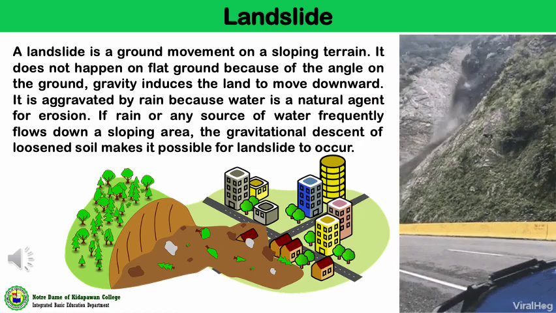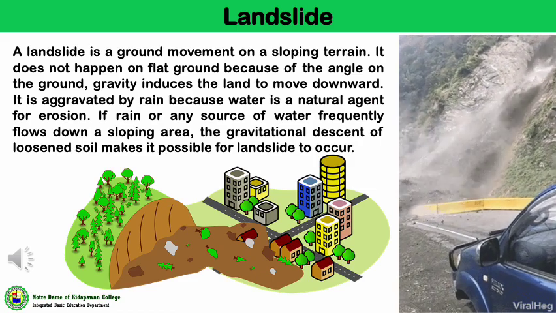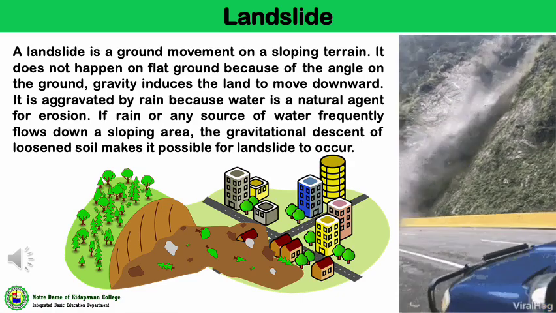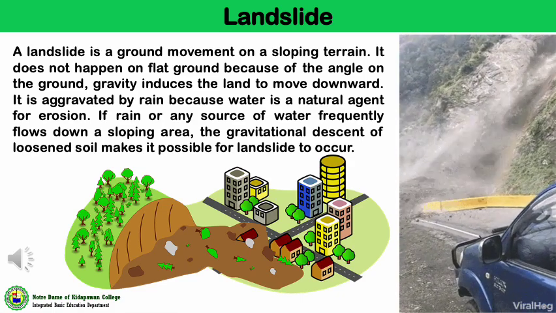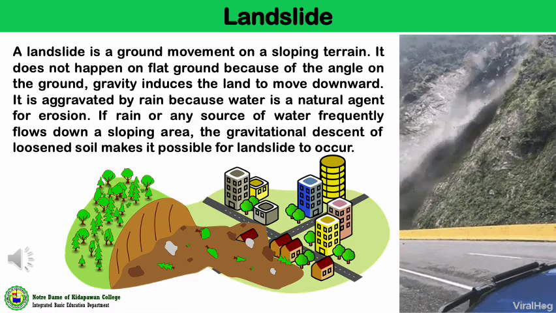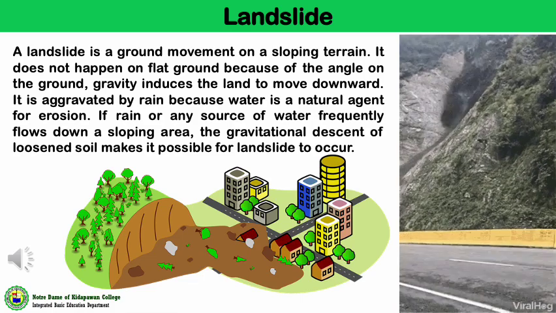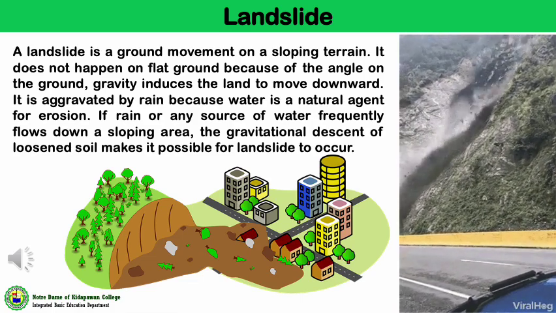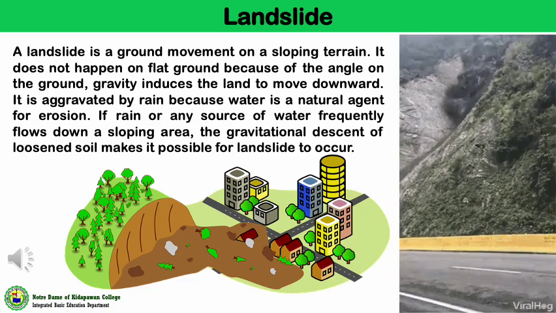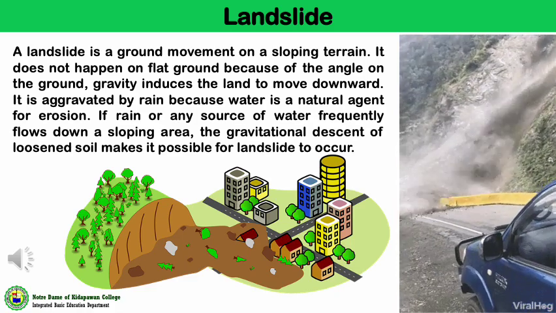Now let us talk about landslide. So a landslide is a ground movement on a sloping terrain. It does not happen on a flat ground because of the angle on the ground. Gravity induces the land to move downward. It is aggravated by rain because water is a natural agent for erosion. And if rain or any source of water frequently flows down a sloping area, the gravitational descent of the loosened soil makes it possible for the landslide to occur.